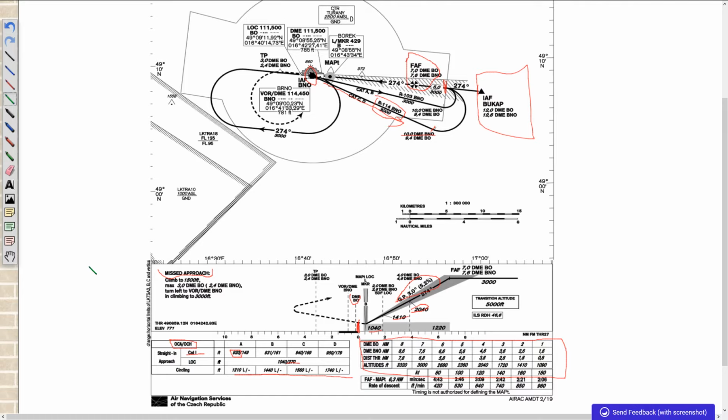I don't know if it is the maximal altitude. I think it is the maximal altitude. So you should fly at 1,500 feet until 2.4 miles from DME B and O. Then you turn left toward the DME B and O and climb to an altitude of 3,000 feet.